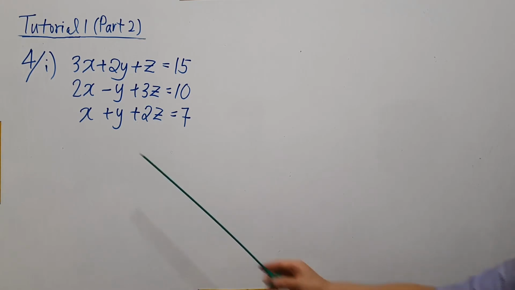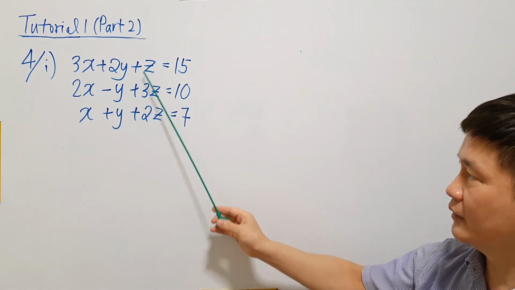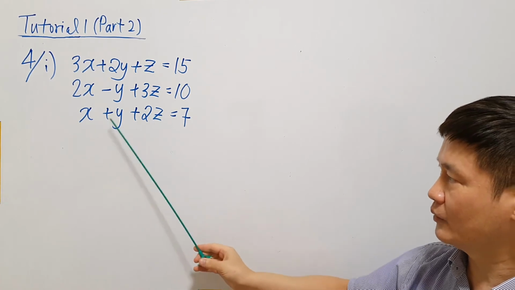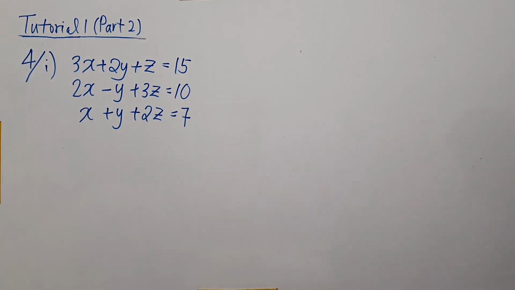The first normal vector is 3, 2, 1. Next one is 2, minus 1, 3. Next one is 1, 1, 2. It is not too hard for you to see that none of them is parallel to any other. So therefore, figure 3, which is 3 parallel planes, and figure 4, which is the case of 2 parallel planes, are out.